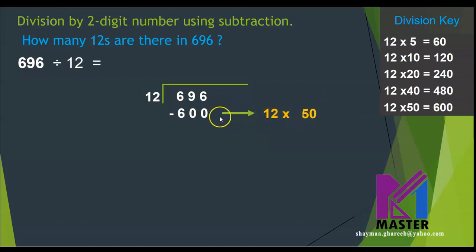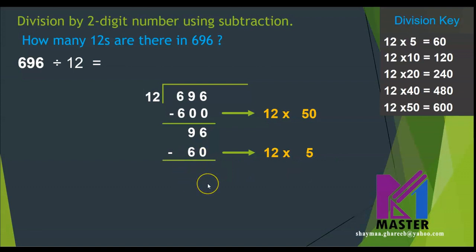So how many 12s are there in the 600? 50 12s in the 600. So far I took 50 12s from the 696. So how much is left? We have 96. What do you think? Which multiple should I subtract? Or how many 12s are there in the 96? I can find 60, number 60, which is 5 12s.